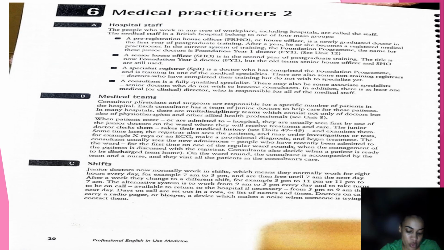On the ward round, the consultant is accompanied by the team and a nurse, and they visit all the patients in the consultant's care. Junior doctors now normally work in shifts, which means they normally work for 8 hours every day, for example, 7 a.m. to 3 p.m., and are then free until 7 a.m. the next day. After a week, they change to a different shift, for example, 3 p.m. to 11 p.m. or 11 p.m. to 7 a.m.